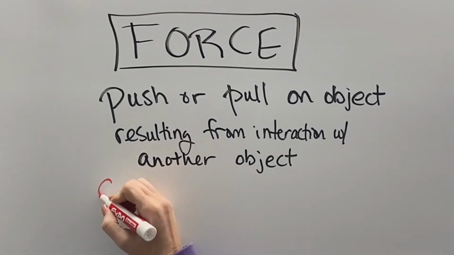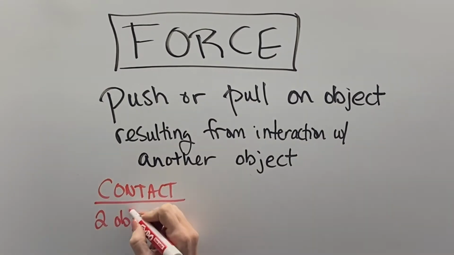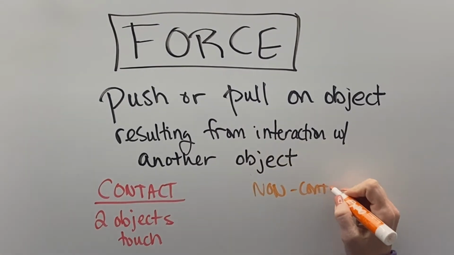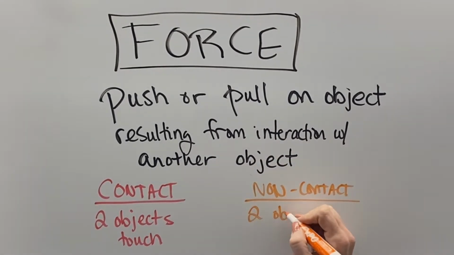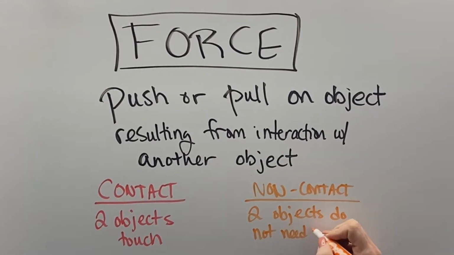A force is a push or a pull on an object resulting from an interaction with another object. Contact forces happen when two objects actually touch each other to apply the force. And non-contact forces, or at a distance forces, happen when two objects exert a force on each other that they do not necessarily need to be touching to do.